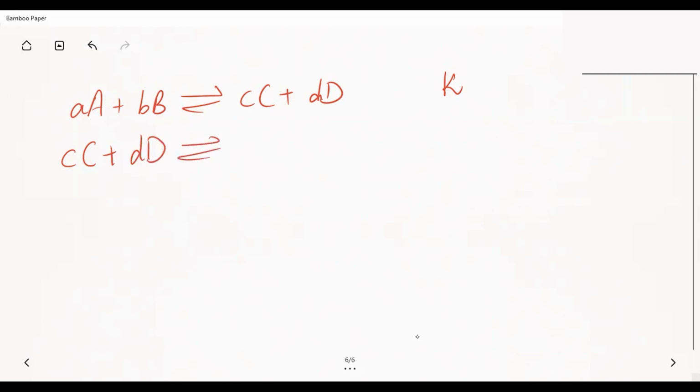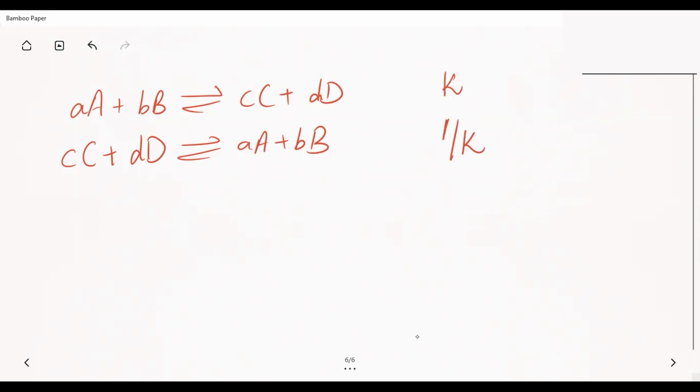Then we have to study another thing, a very important trick. Let us have an example. We take the general equation, and here the equilibrium constant is K. Now I am going to reverse it, that is the backward reaction: cC plus dD in equilibrium with aA plus bB. What will happen to the equilibrium constant? The new equilibrium constant is equal to 1 by K.